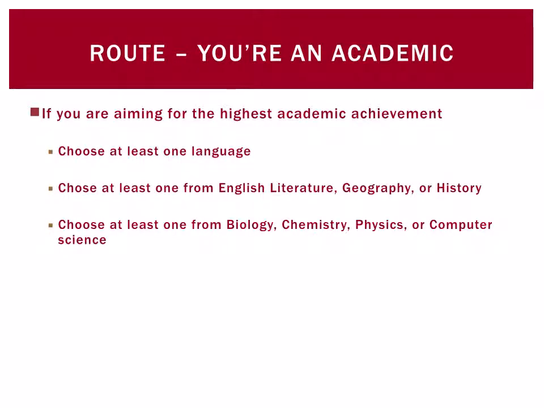Now, if you have high academic aspirations, then your choices at GCSE are actually quite important. If you have thoughts of studying to become a doctor or a lawyer or a similar profession, or if you dream of studying at Oxford and Cambridge, then you need to consider choosing the following mixture of options. They're not essential, but they are recommended. You should think of studying at least one language, at least one from either English literature, geography or history, and at least one from biology, chemistry, physics or computer science.